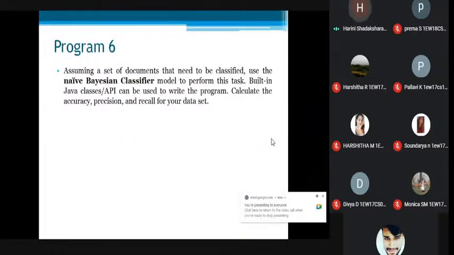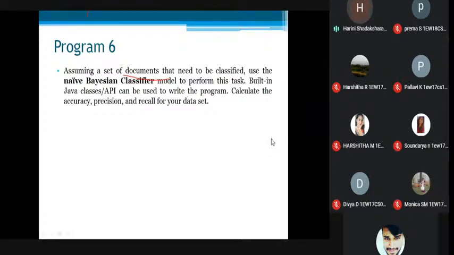Program number 6. Assuming a set of documents, a very important term, documents are like your files that need to be classified. You have to classify the documents now. Use the naive Bayesian classifier model to perform this task. Built-in Java classes or APIs can be used to write the program. Calculate the accuracy, precision, and recall for your data set.